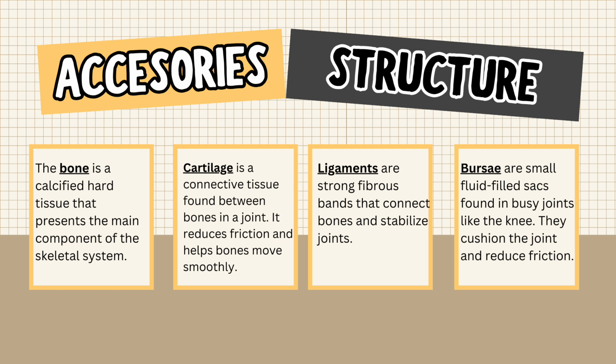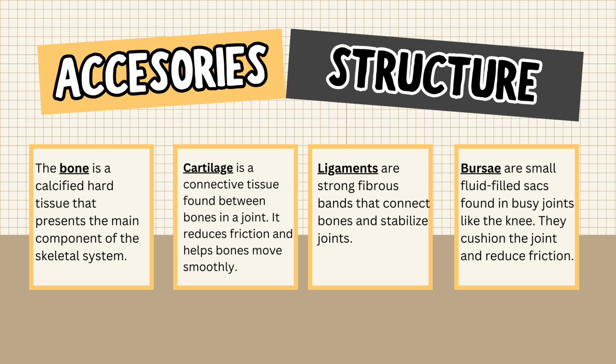Second is cartilage. Cartilage is a smooth and flexible tissue found in areas like the nose, ears, and the ends of bones in joints. It acts as a cushion between bones and reduces friction to allow smooth movement.